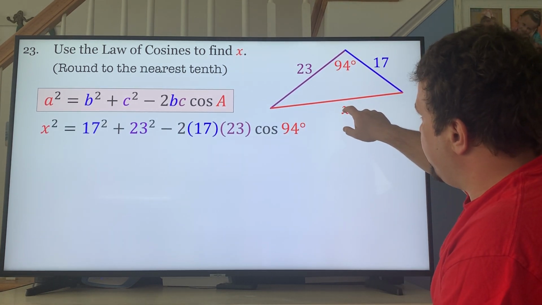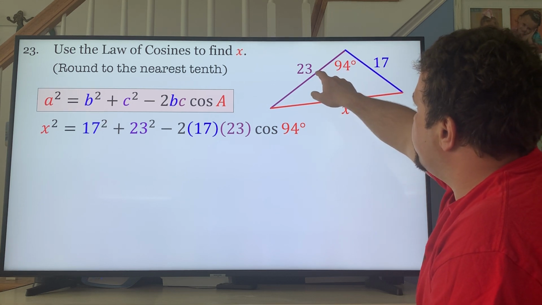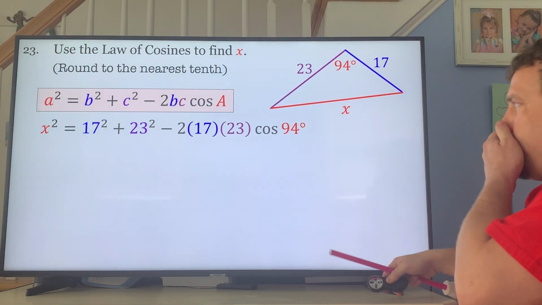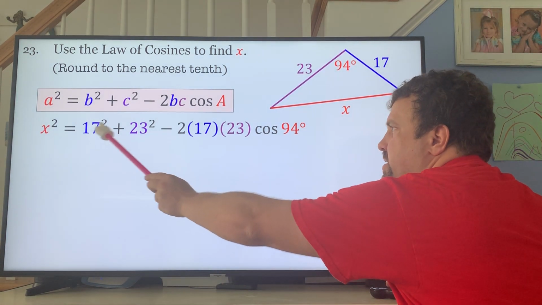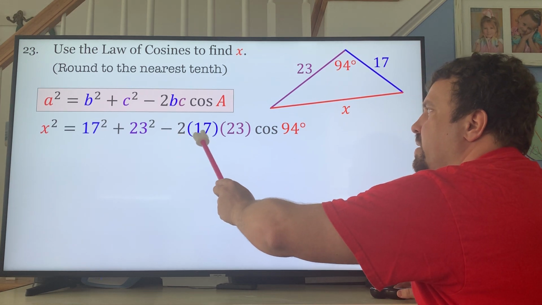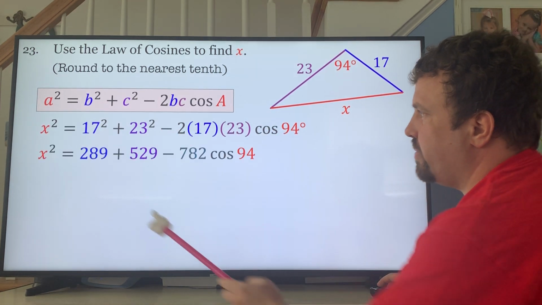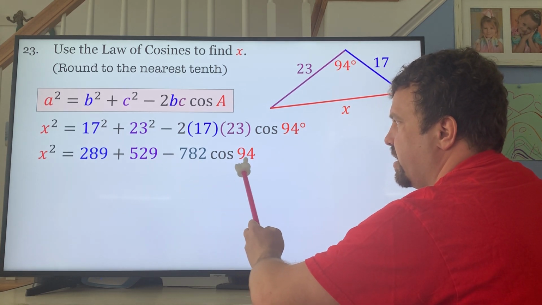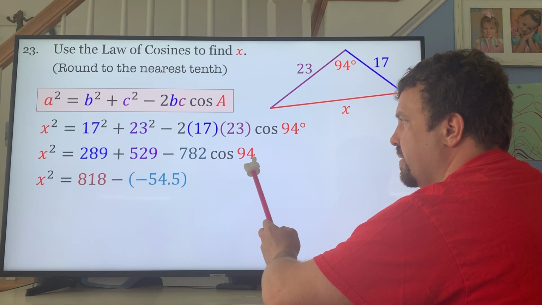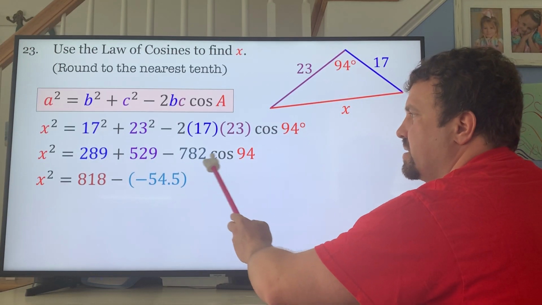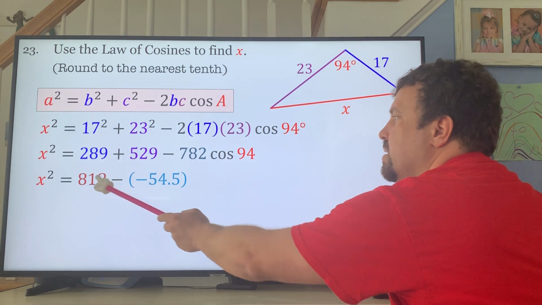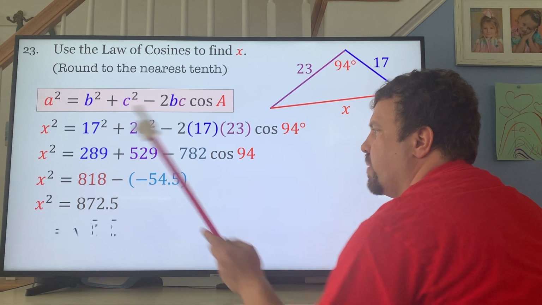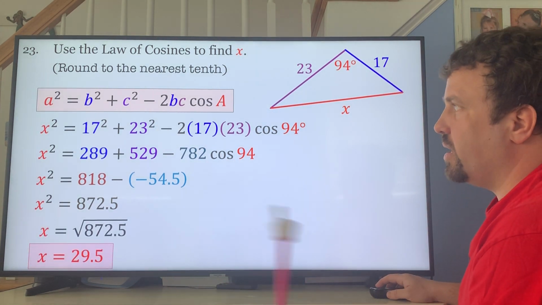x squared equals 17 squared plus 23 squared minus 2 times 17 times 23 times cosine 94. Very simple. Square these numbers, multiply these four together. So you end up with x squared equals 289 plus 529 minus 782 cosine 94. This can all give you an answer. 818 minus this number. We're done. Subtract these two numbers. x squared equals 872.5. The square root of that is 29.5.